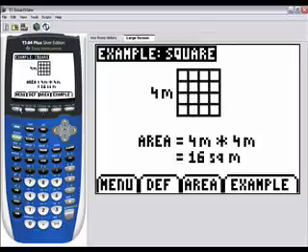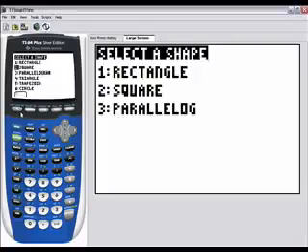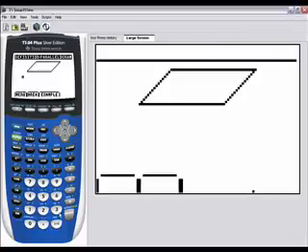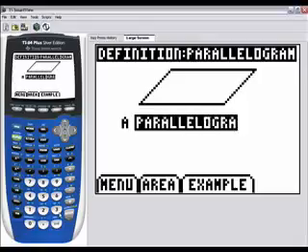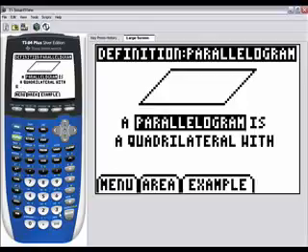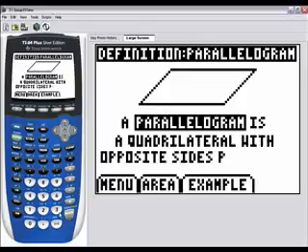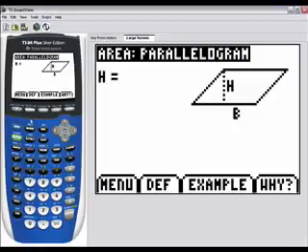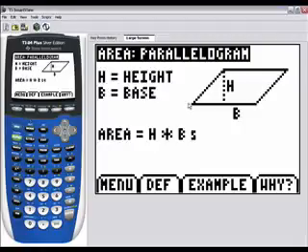Okay, back to the menu. We'll look at parallelograms. In a parallelogram, opposite sides are parallel, in addition to, of course, many other properties which we've discussed. The area of a parallelogram is base times height. Notice it's not one side times an adjacent side. The height is perpendicular. It's an altitude. It goes from one side down to a right angle.